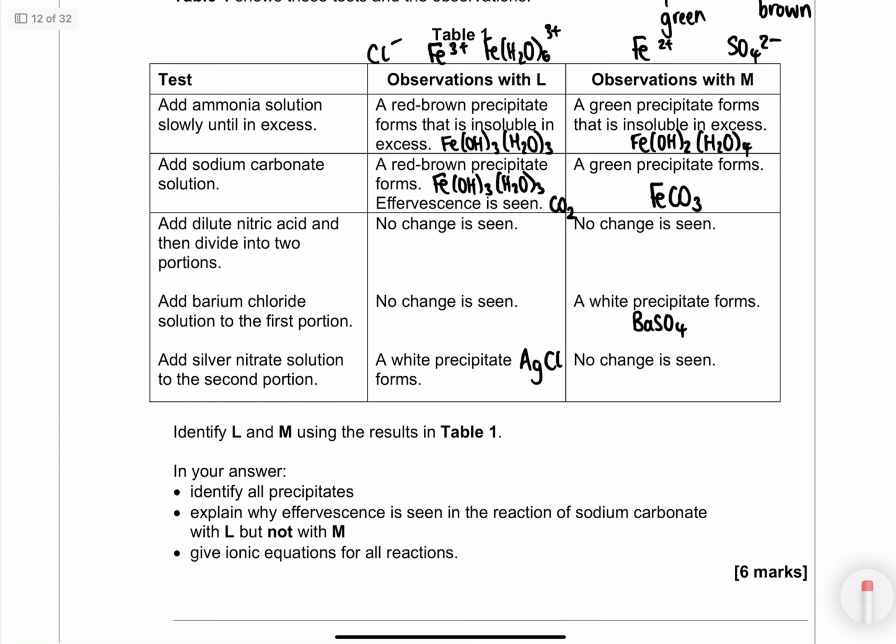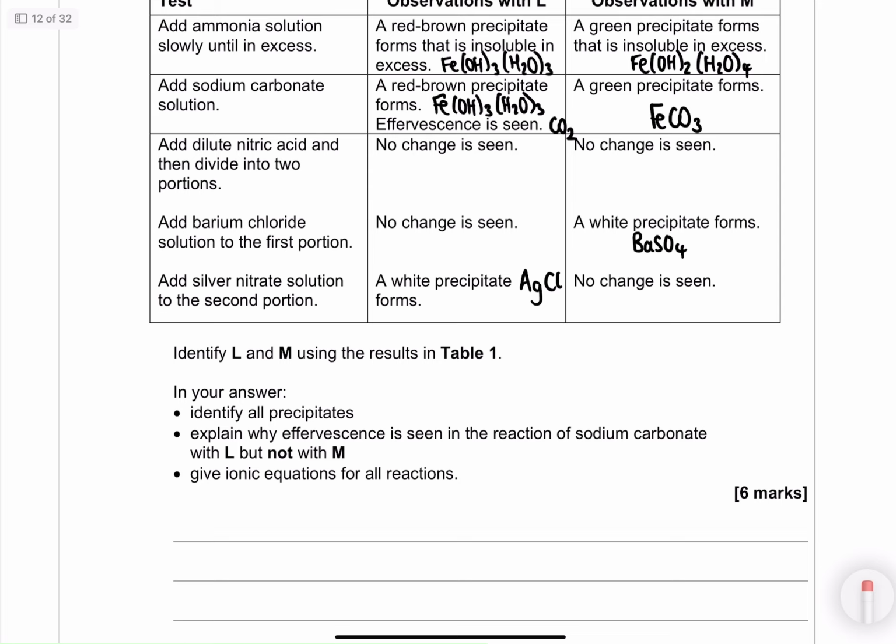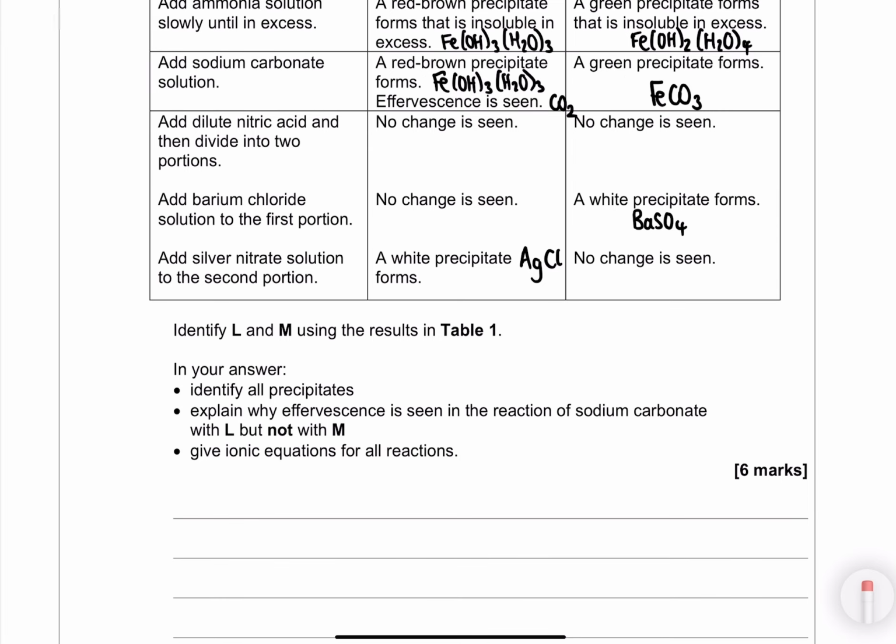It says identify all the precipitates and explain why effervescence is seen in the reactions of sodium carbonate with L but not with M, and give ionic equations for all reactions. So we just start at the top and we'll just do each test and all their equations and writing down the precipitates where, and then we can do the explaining the reaction with sodium carbonate when we get to it. So start with ammonia.